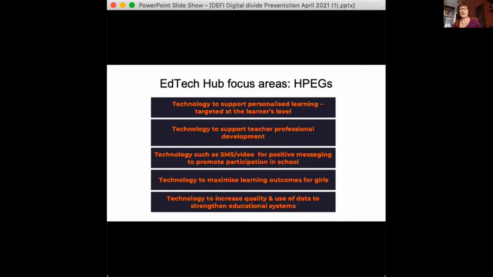Just to say, TPD is one of our main focus areas, and these are the others that we are concentrating our work on in the Hub over the next couple of years. And we've identified these as being high potential evidence gaps. So there's some evidence that these are promising uses of tech for equity, but we still need to know more. So that's where the research will come.